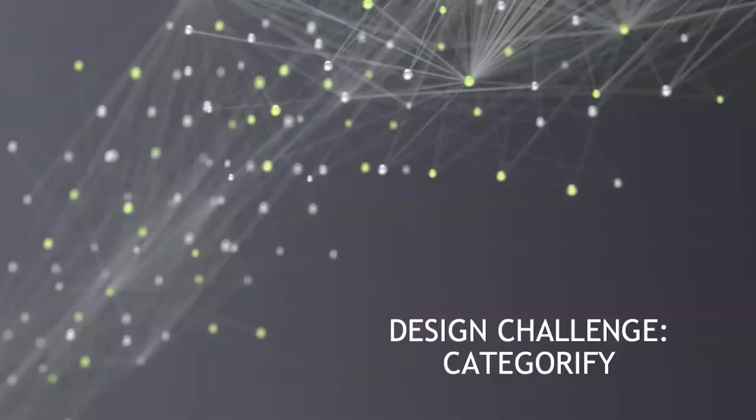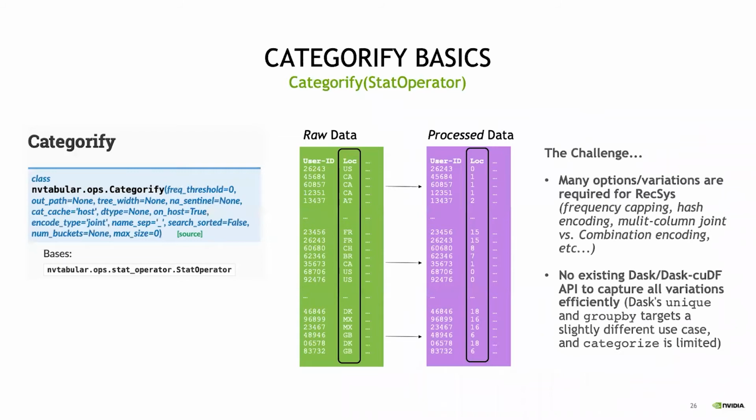And so to talk a little bit more, I'm going to do somewhat of a case study on a specific design challenge of Categorify. I've already alluded to it several times. What is Categorify? It just means we have some kind of categorical column, and we want to convert it to a numerical form for our model, because that's what recommender models typically require.